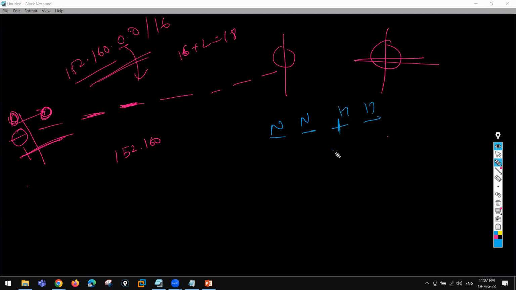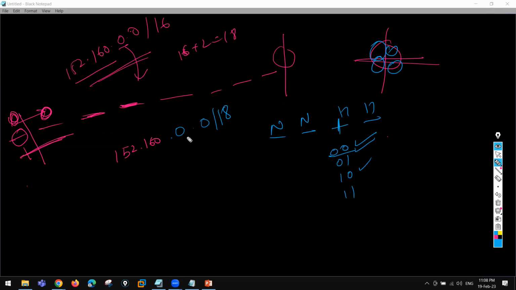But what are the possible combinations? What we can do is 00, 01, 10, 11. These are the 4 possible combinations, correct? So this would be the first block, this would be the second block, this would be the third block, and this would be the fourth block. What is going to be the first address? Because these are 00 and everything is 0 in the network address, again it is /18.